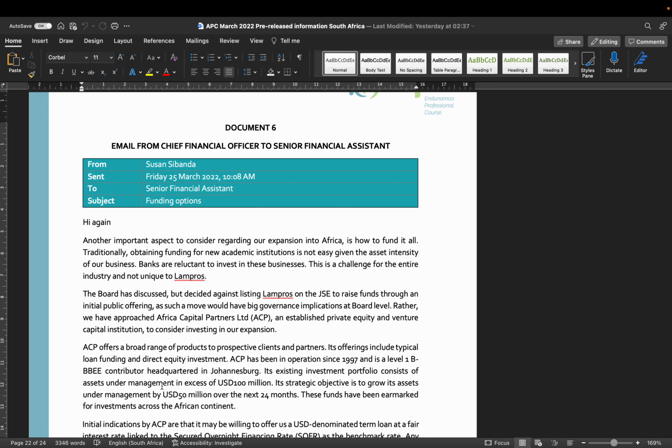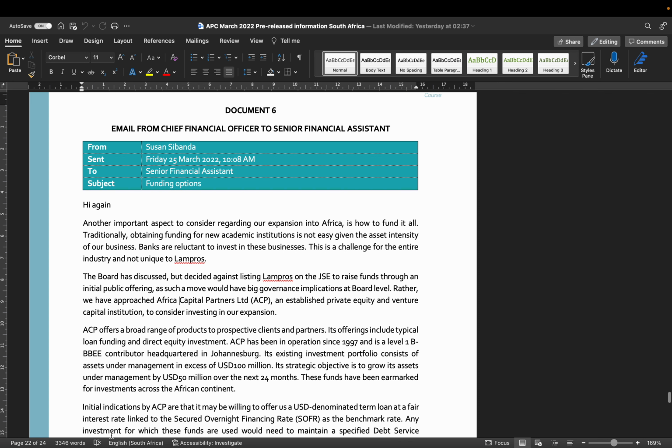"The board has discussed but decided against listing Limpros on the JSE to raise funds through an initial public offering." So one element of getting some equity funding is to list, but the board has said they're not going to go that route. "As such a move would have big governance implications at a board level. Rather, we have approached Africa Capital Partners, an established private equity and venture capital institution, to consider investing in our expansion." So another option to get that funding could be from a private equity entity who typically invest equity or debt or both.